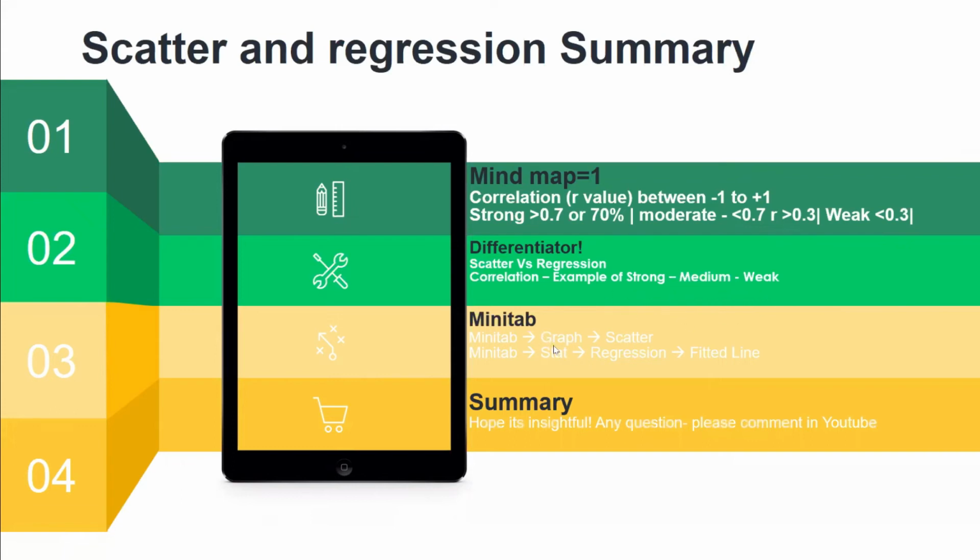And how to do it in Minitab? You need to go to Minitab, Graph, and Scatter. And if you wanted to do it for regression, go to Minitab, Stat, Regression, Fitted Line.